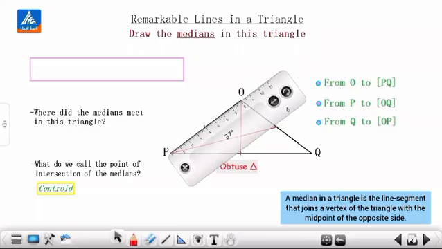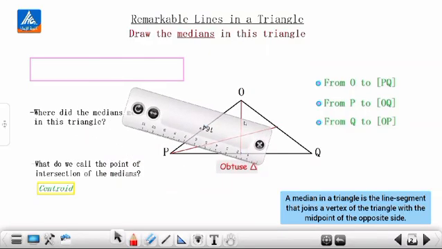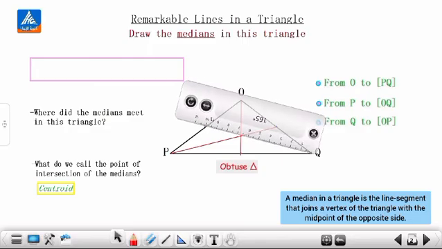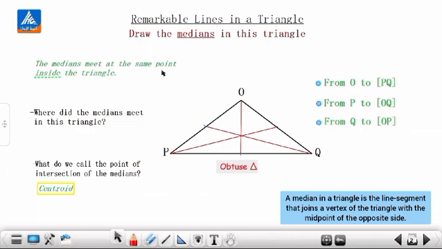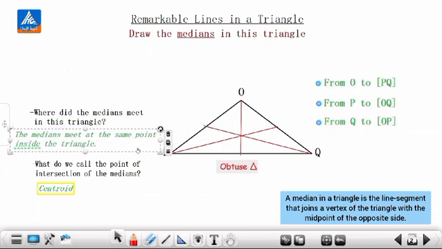And with the centimeter ruler, we join vertex Q and the midpoint of the opposite side. I will get the third median. So, where did the medians meet in this triangle? Yes, they meet at the same point inside the triangle. So the centroid is inside the triangle.